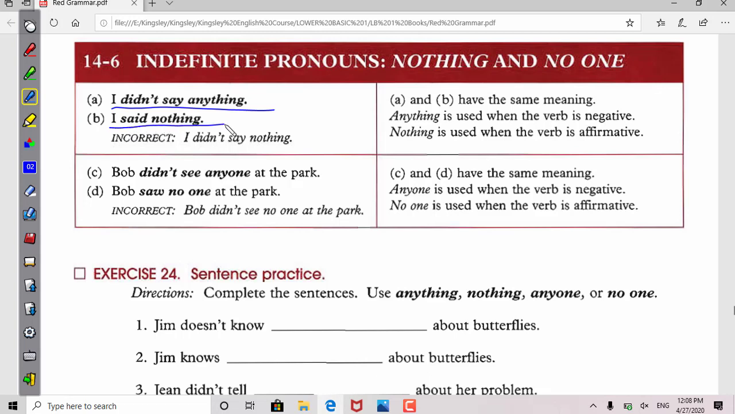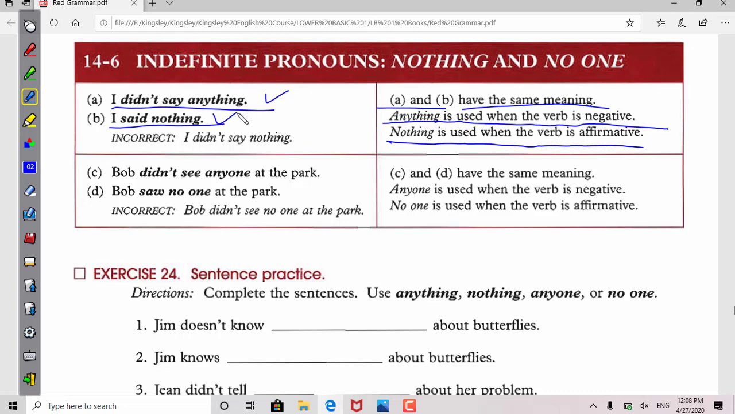Alright? I didn't say anything seems like I said nothing. A and B have the same meaning. Anything is used when the verb is negative, ketika kata kerjanya negatif. Sedangkan nothing is used when the verb is affirmative or positive, with the same meaning. I didn't say anything. Saya tidak mengatakan apapun. Same as I said nothing.